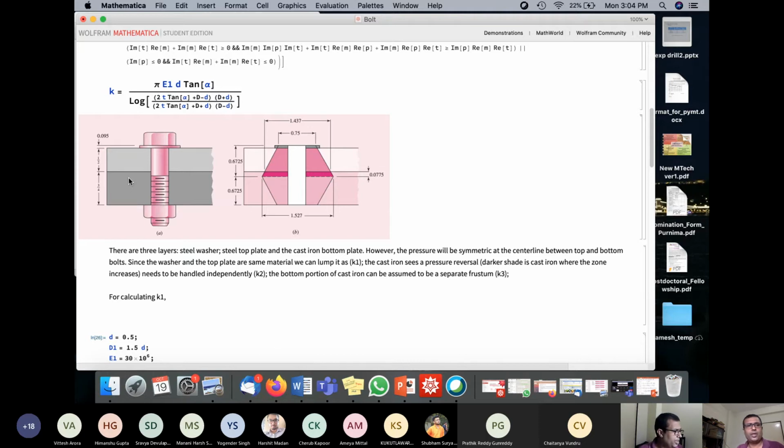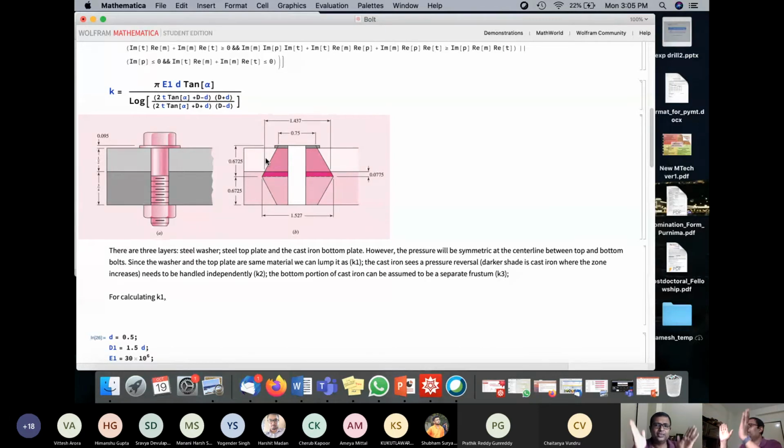Now, if I'm tightening it, how do you think the pressure will flare? How will the pressure come out to be? I want to find out what the three optimal sections are which I should use. There are three layers: steel washer, steel top plate, and cast iron plate. However, the pressure will be symmetric at the center line. That is the concept which I gave you, right? Whether you have 2 layers, 3 layers, or 4 layers, it doesn't matter.